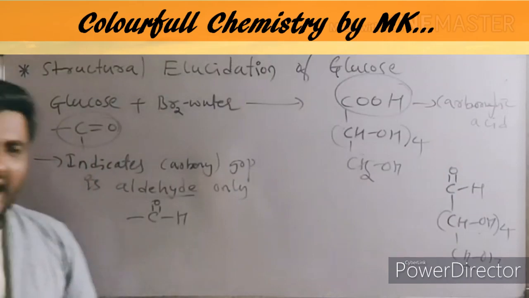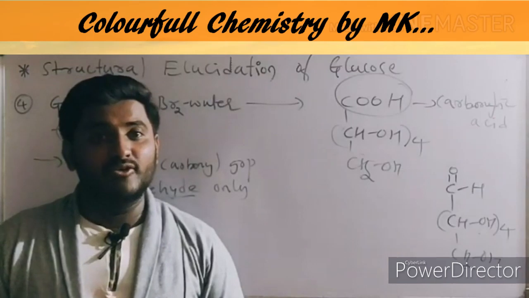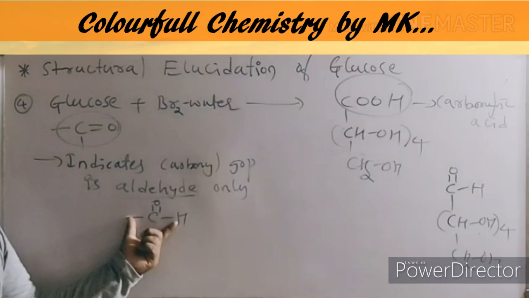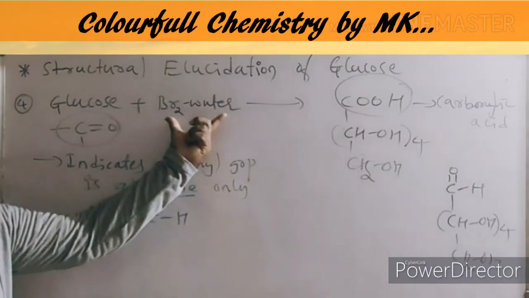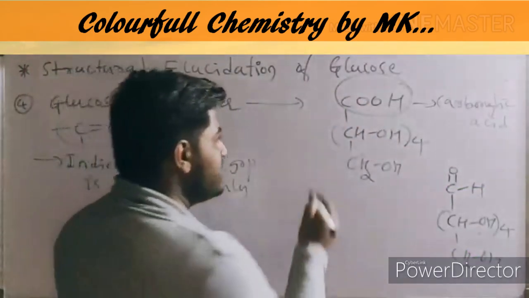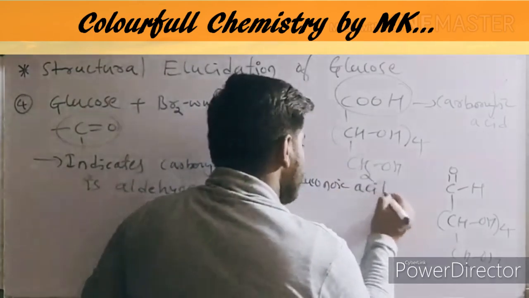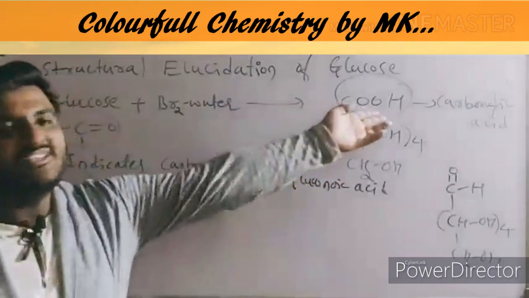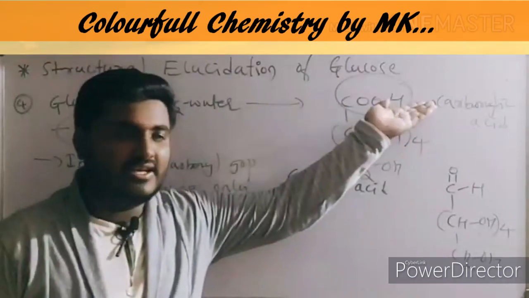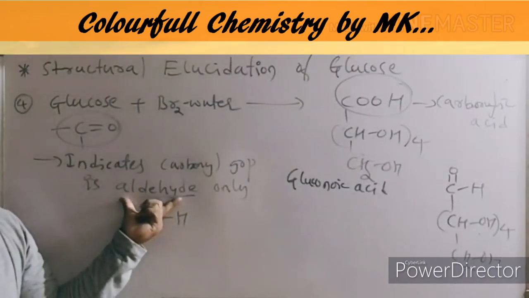So up to this we know that glucose has 6 carbon atoms, glucose has a carbonyl group, and that carbonyl group is an aldehydic carbonyl group. How do we come to know this? By using the bromine water reaction. When you add glucose to bromine water, we get carboxylic acid, the name of which is gluconic acid. So we get carboxylic acid. That means only an aldehydic carbonyl group gives carboxylic acid. Therefore from this reaction we conclude that glucose has an aldehydic carbonyl group only.